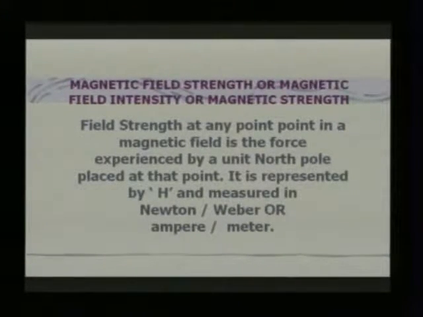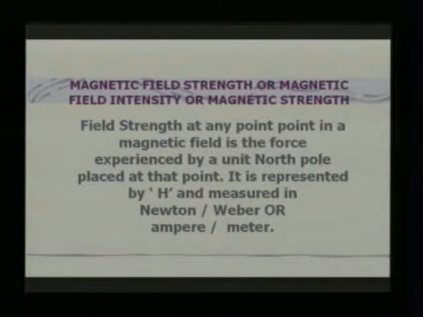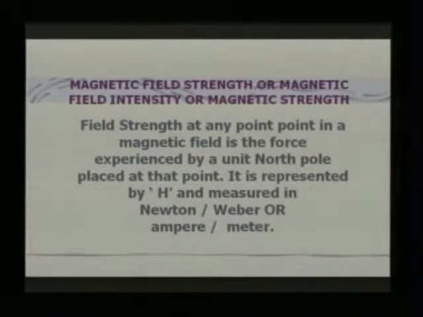Now we can define magnetic field strength or magnetic field intensity. Field strength at any point in a magnetic field is the force experienced by a unit north pole placed in the magnetic field. It is represented by H and is measured in Newton per Weber or Ampere per meter.